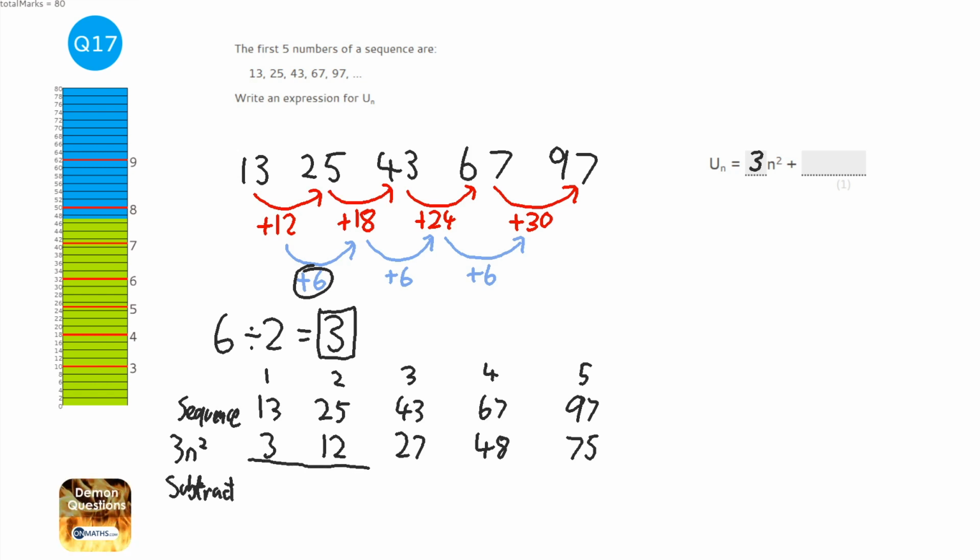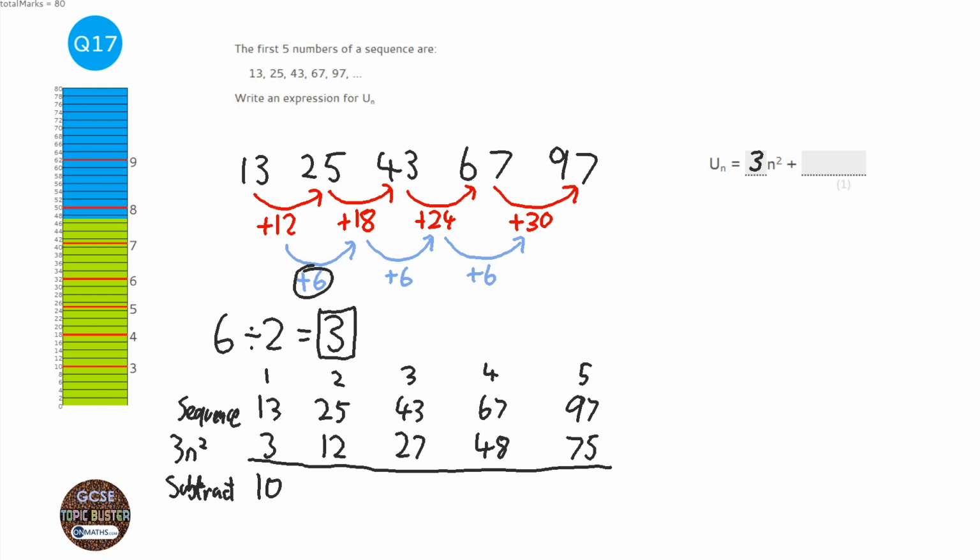I want to subtract the sequence. I want to do the sequence take away the 3n squared. We know that 3n squared is a part of it. We need to just take it away so we know what's left. So 13 take away 3 is 10.